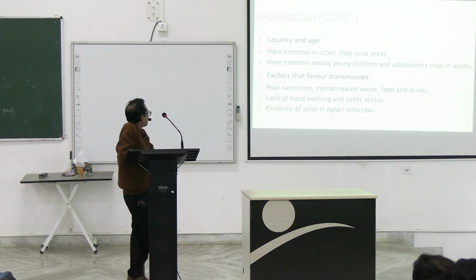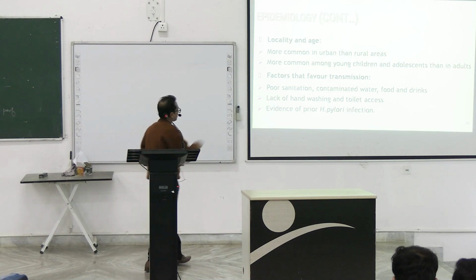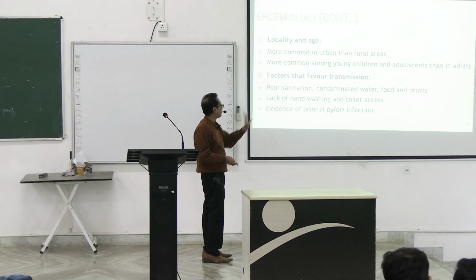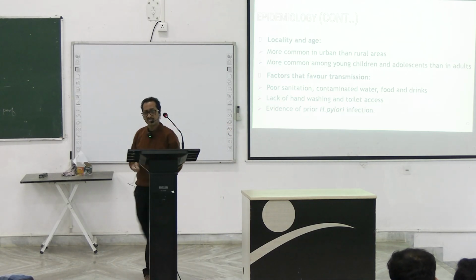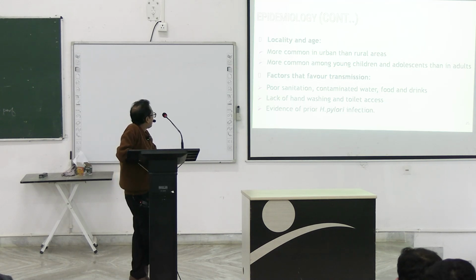It is more common in urban than rural areas, more common in young children less than 5, adolescents and then adults. Poor sanitation, as I was mentioning, contaminated water, food and drinks, lack of hand washing and toilet access, evidence of H. pylori infection. So these are the predisposing factors for having typhoid. Lack of hand washing, poor sanitation, and contaminated water, food and drinks are the common predisposing factors.